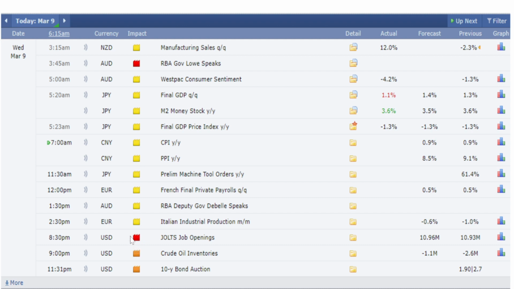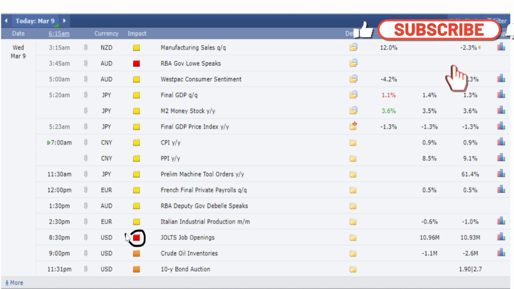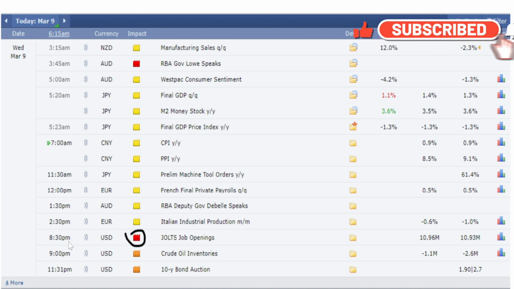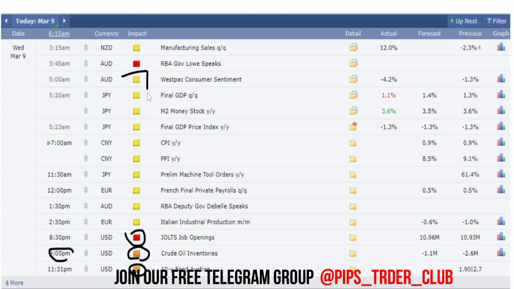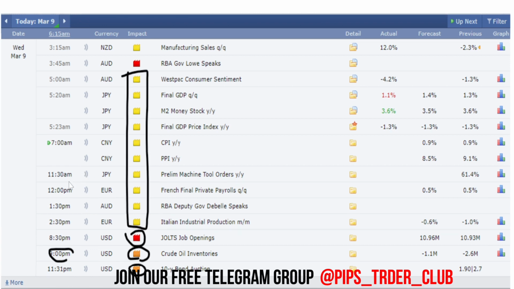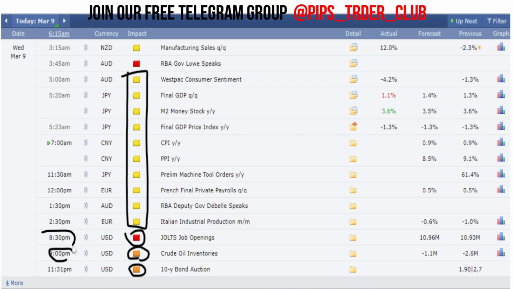We have a high impacting news for US dollar coming at 8:30 PM IST, and at 9 PM we have medium impacting news for US dollar. And when we look at the news for other currency pairs, there are only low impacting news. So we are having high impacting news only from 8:30 PM. So plan your trades, entry and exit based on this news schedule.